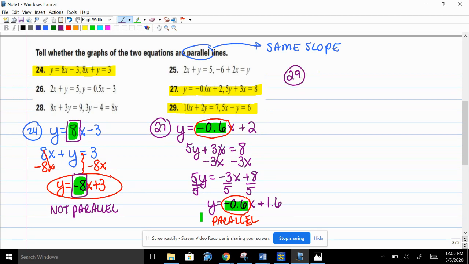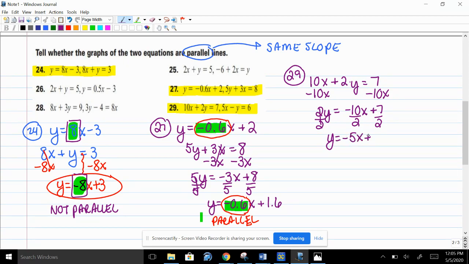You actually have to rewrite both of these. That first equation is 10x plus 2y is equal to 7. Sorry, guys, my pen's acting a little funny here. If I did some rearranging, I'd have to subtract 10x from each side: 2y is equal to negative 10x plus 7. I divide across the board by 2. That's y is equal to negative 10 divided by 2, which is negative 5x, plus 7 divided by 2, which is 3.5. So your slope here is negative 5.